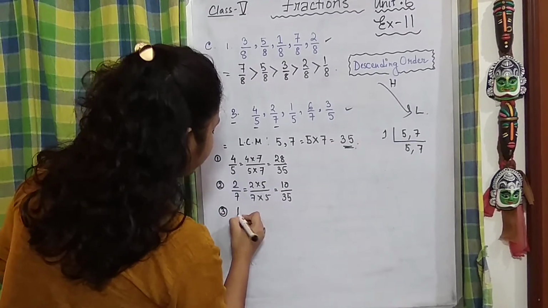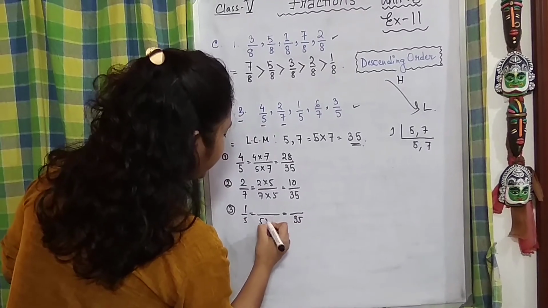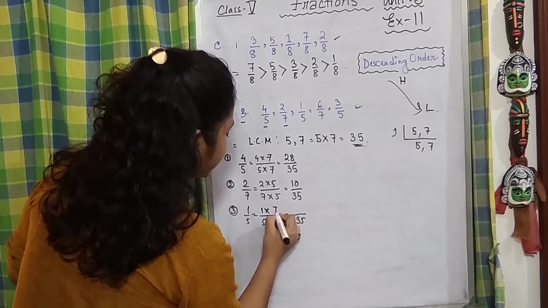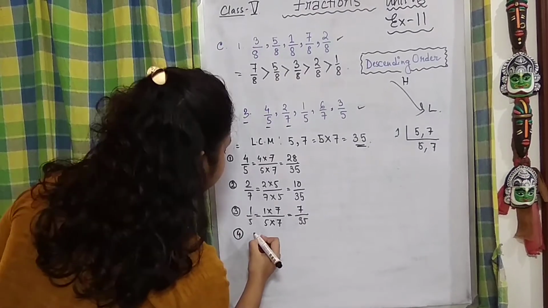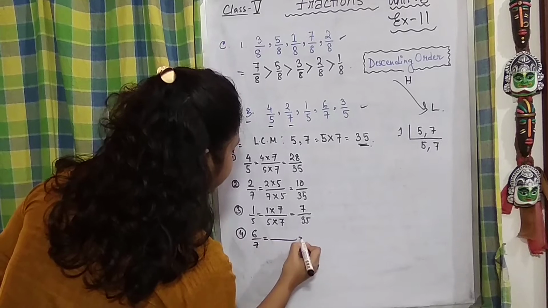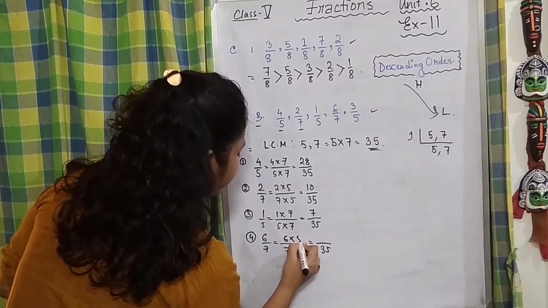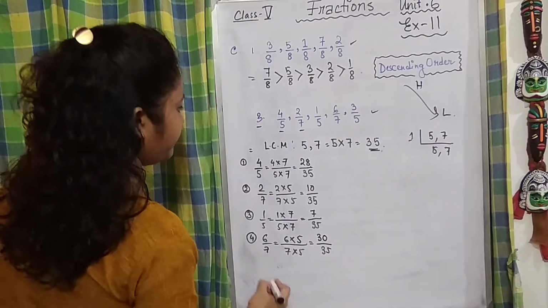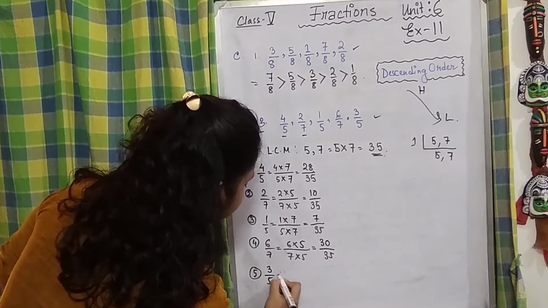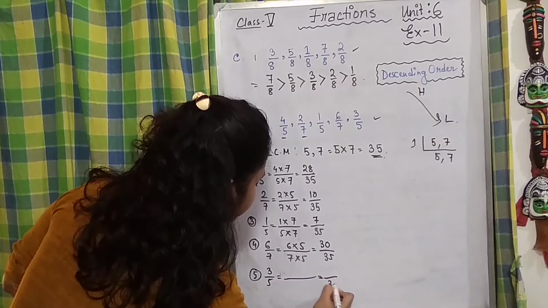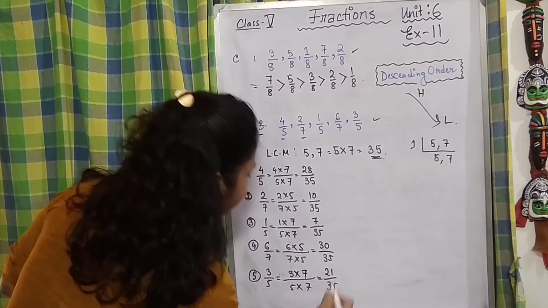Number 3, 1 by 5. So here you have already understood how to do that. So we are going to multiply 5 with 7 and the 1 with 7 to give 7 by 35. For the number 4, that is 6 by 7, it will be 7 into 5 and 6 into 5. 6 5s are 30. And for the last one, that is the number 5, that is 3 by 5, here 5 will be multiplied with 7, so as the 3. So it will be 21.